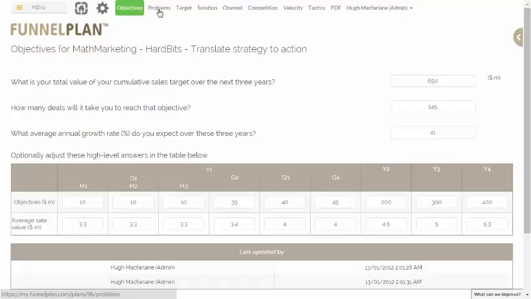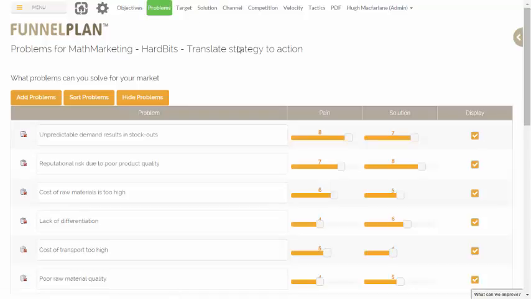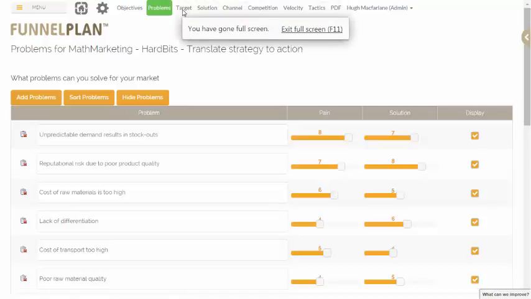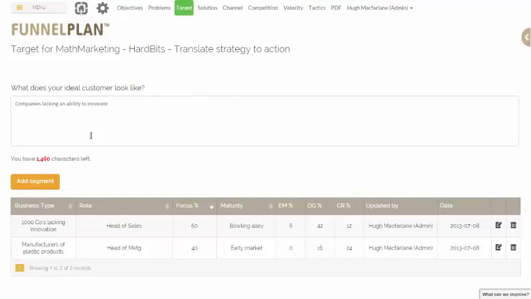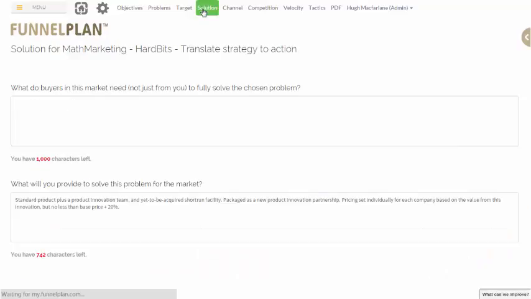What are your objectives? What problems are you in the business of trying to solve? It'll ask you to do some analysis of those problems and choose one, and then the target market, and that's particularly who has that problem. What does their general profile look like? What does it take to fully solve that problem? So again, that's your solution strategy, but in this case we want to know what it takes to fully solve the problem.